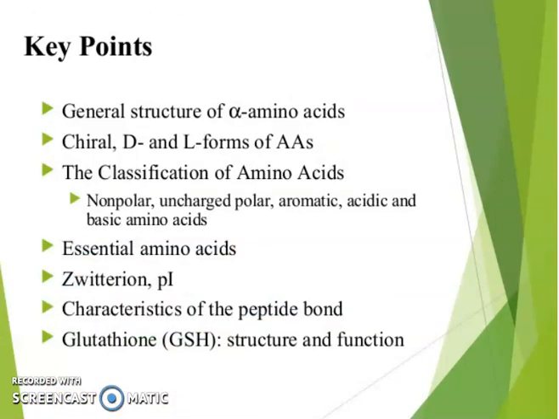So the key points I discussed here: the general structure of alpha amino acids, chirality and the DL forms of alpha amino acids, and classification of amino acids: non-polar, uncharged polar, aromatic, acidic, and basic amino acids. Essential amino acids, the characteristics of the peptide bond, and glutathione structure and function.